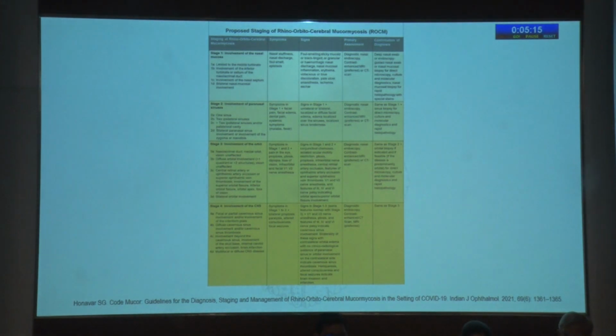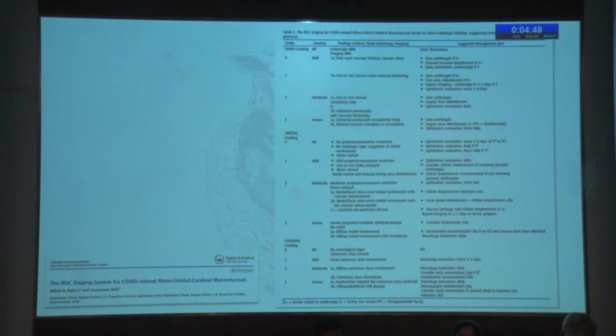Based on this understanding, there has been a proposed staging of rhino-orbitocerebral mucormycosis, where in a stage-wise pattern, involvement of the nasal mucosa is the first stage. The second stage is the paranasal sinuses, from where it spreads into the medial orbit and the nasolacrimal duct into the orbit, affects two structures, and finally reaches the apex and involves the cavernous sinus and the central nervous system. There have been other studies as well, again using the same principle of a graded system.